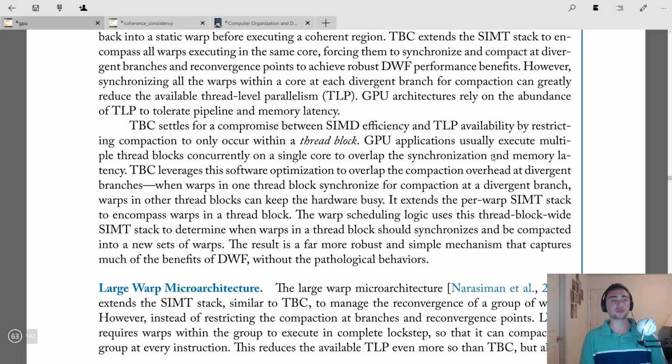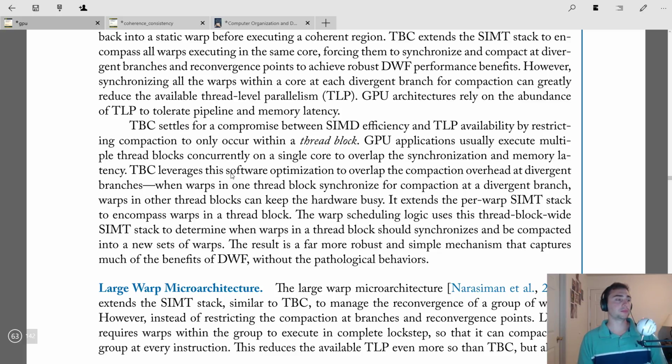So GPU applications usually execute multiple thread blocks concurrently on a single core, right? When we're scheduling thread blocks, oftentimes each individual thread block isn't as big as a single core, so we can usually fit maybe 2 thread blocks per core, 4 thread blocks per core, depending on how many registers we're using or how much shared memory we're using or the number of threads we're using. So execute multiple thread blocks concurrently on a single core to overlap synchronization and memory latency, right?